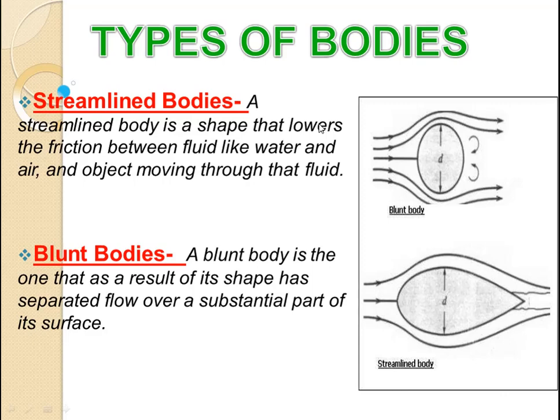In this video, we will discuss the types of body in a fluid flow. There are two types of body in a fluid flow. First one is the streamlined body and next one is the blunt body. Then what is meant by a streamlined body?